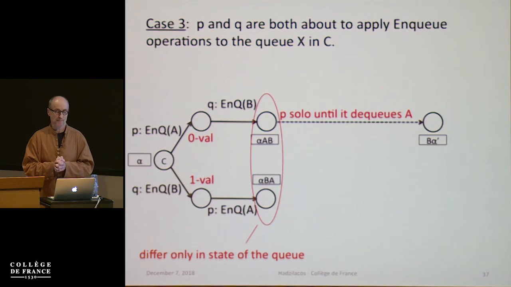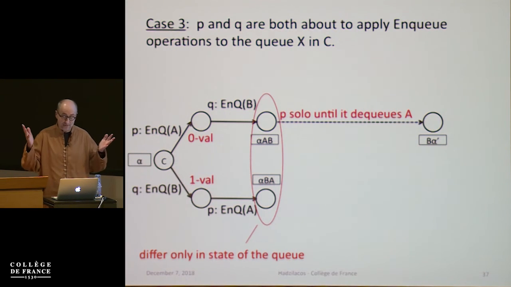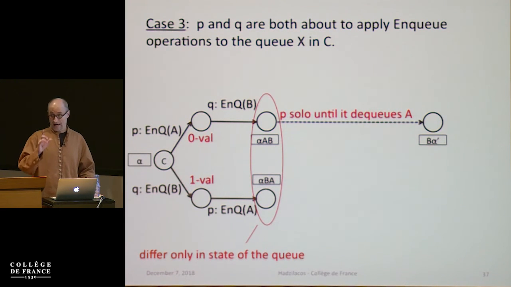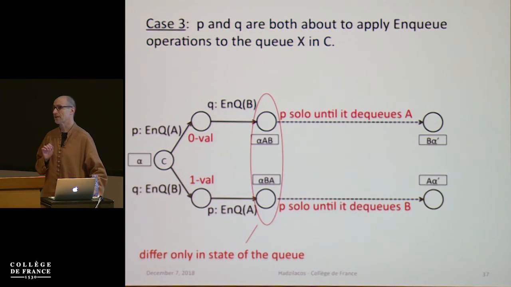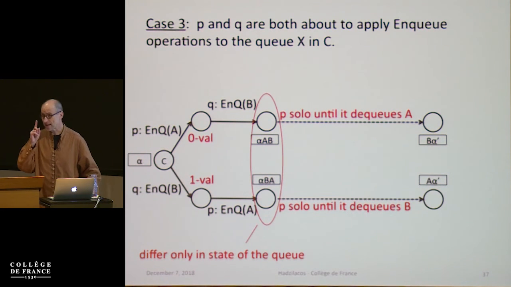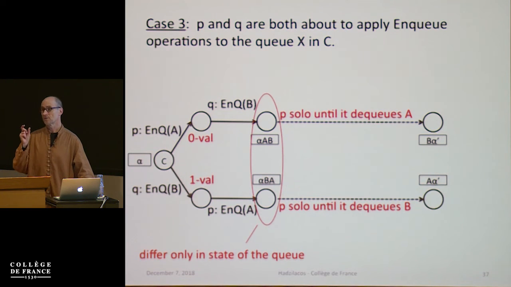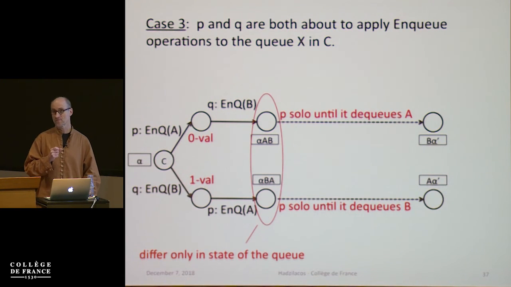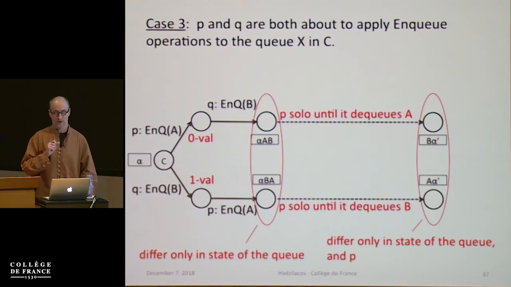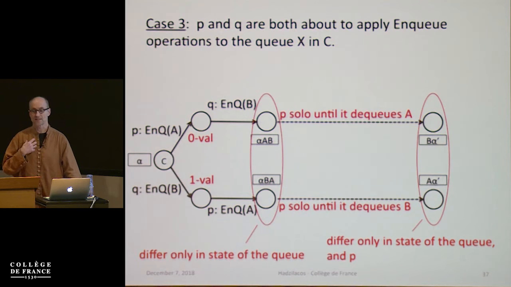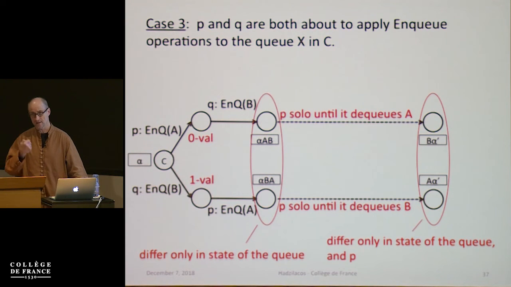So at the end of this execution, the queue contains B, followed by the elements that P may have enqueued, alpha prime. Alpha prime could be empty. Now, because the two circled configurations differ only in the state of the queue, exactly the same steps of P are applicable starting from the bottom configuration, except that the very last step will be to dequeue B instead of dequeuing A, because that will be the first element in the queue at that point. Okay? So if you look at these two configurations now, they differ in the state of process P because P can tell the difference. It has dequeued A in the top execution and B in the bottom execution.